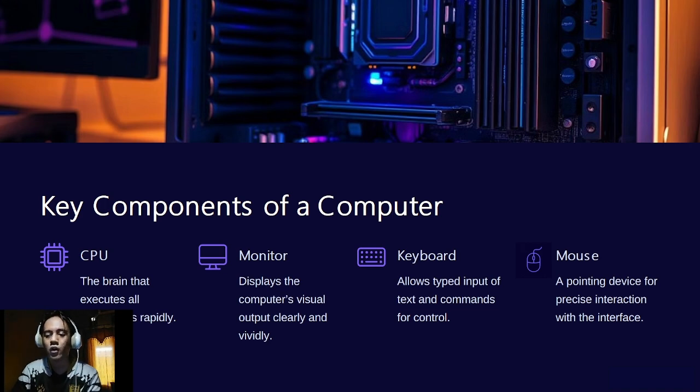Key component of a computer. A computer has several important parts that work together to perform tasks. The CPU, Central Processing Unit, is often called the brain of the computer. It processes data and controls other components. The monitor is the display, the computer visual, or you can call it the screen that shows the output like text, message, or video.